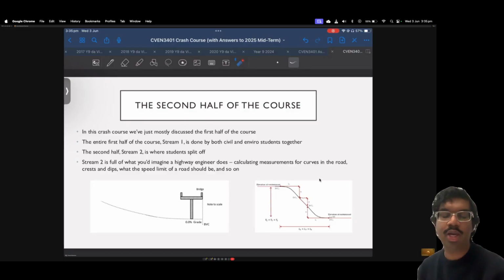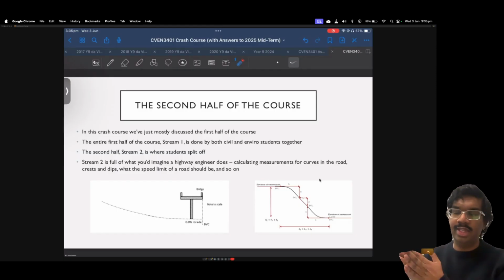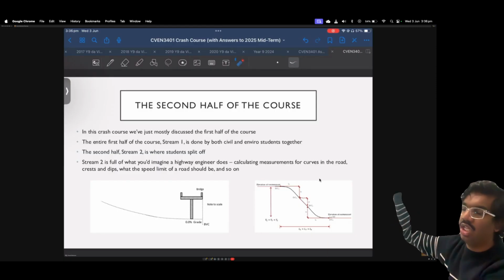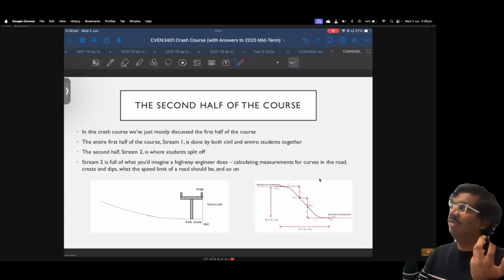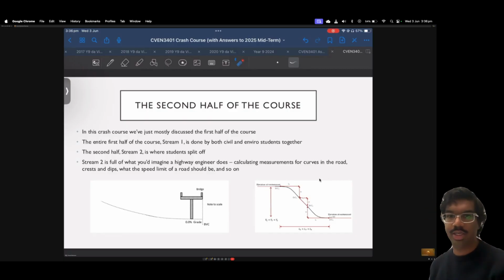Stream 2 is full of what you'd imagine a highway engineer does. So Stream 1 is like, if you work in transport engineering, it makes sense, but Stream 2 is what you would stereotypically imagine a highway engineer does. It's about measuring roads, it's about crests and dips, how much bridge clearance do we need, what's the radius of the curve. I would argue if your interest is structural engineering and you have no interest in transport, you'd probably enjoy the second half of the course more. If you want to do transport engineering, then you'll probably just enjoy all of it, to be honest.